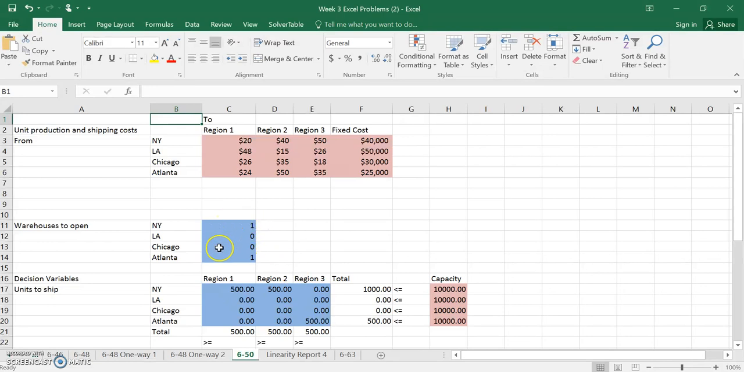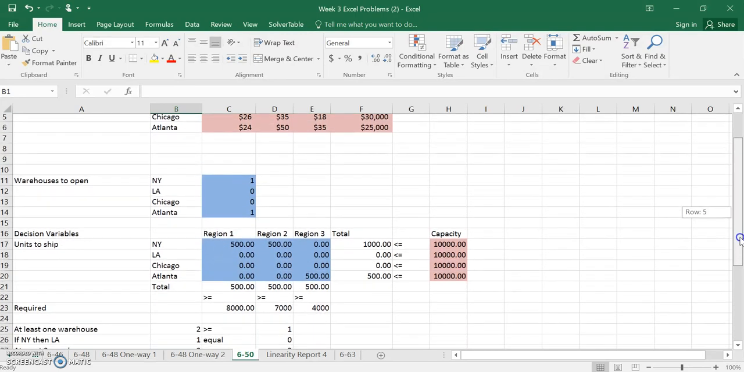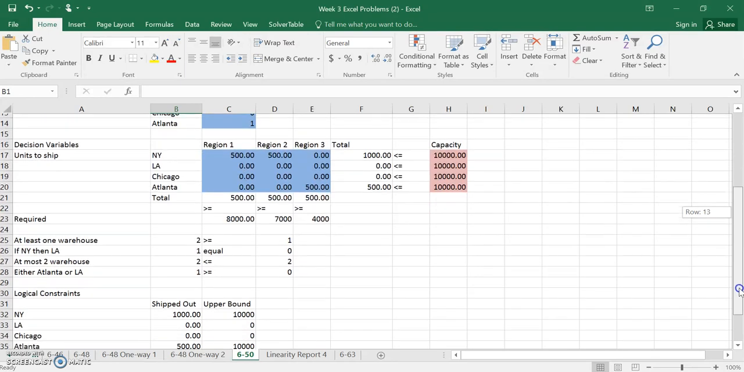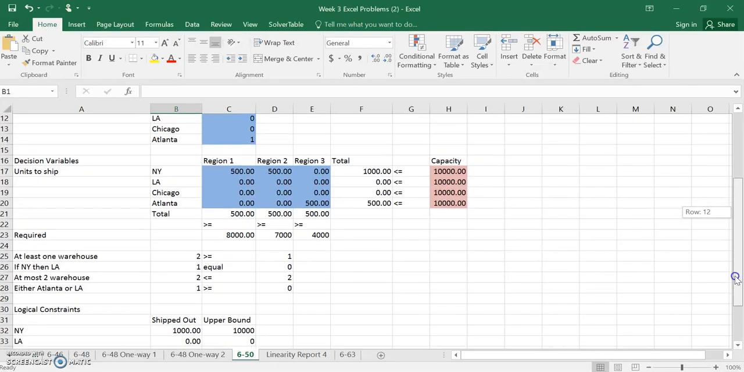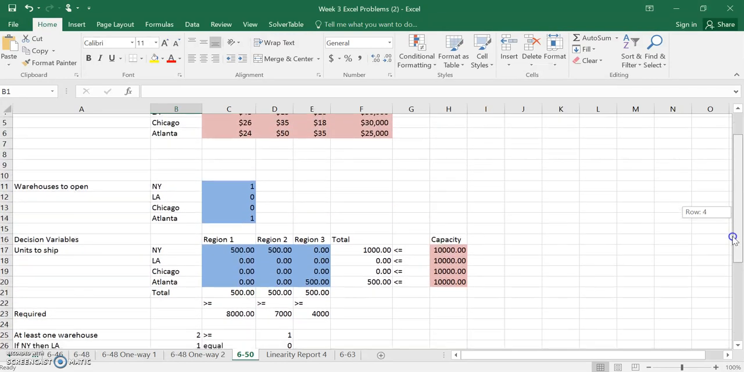So you can see they've got their binary decision variables here, and they have their non-binary decision variables, which is the number of items to ship from what warehouse to what region in these sections, and they've done a fantastic job getting that down. Their basic structure is really, really good. There are a few minor issues that are keeping them from being able to complete the model.